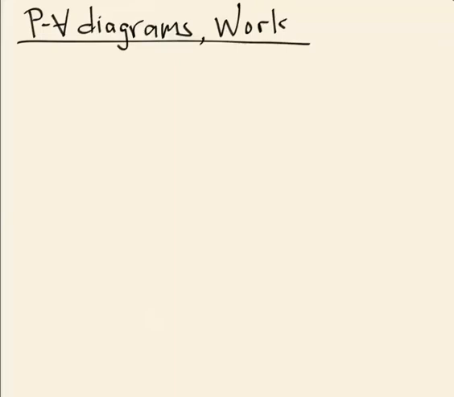Okay, I want to keep talking about work done on gases and introduce the concept of PV diagrams. So in the last online lecture, I wrote down an expression that the work done by the gas, by the system I'm considering, due to changes in its volume, can be written as the integral from the initial volume to the final volume of P dV.